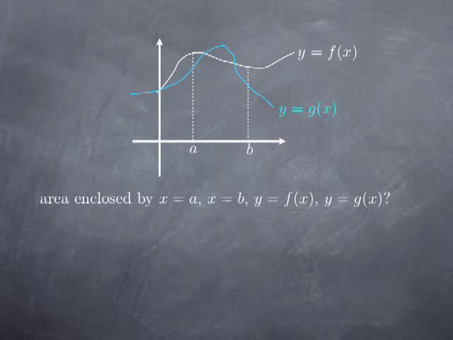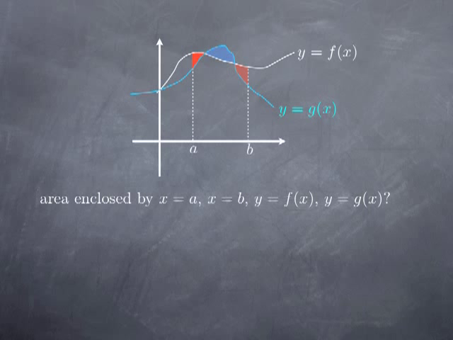The difference is that this time we no longer assume that one of the functions stays above the other over that interval from a to b. This time the two functions may intersect several times over that interval. So the area enclosed in that case is the sum of these three areas. And to do the calculation, we would have to calculate these three areas separately and add the results.